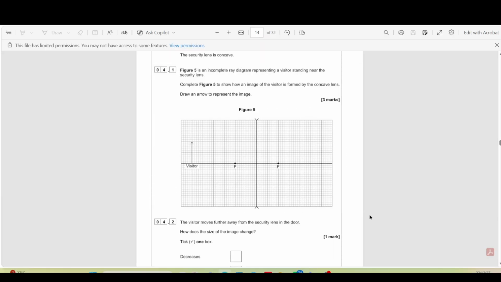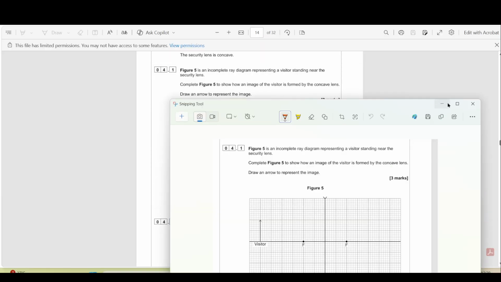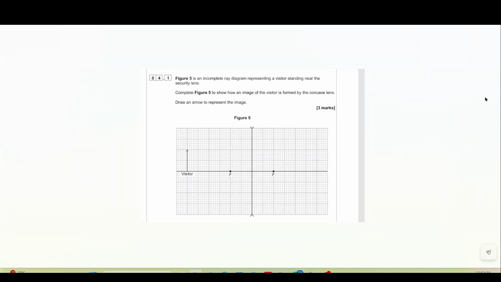So let me show you. Basically, this is the visitor. If the light goes straight from here parallel to this axis, this is the arrow, it will go in such a way that it should meet the focus in the backward direction. And the light which passes through this point, it will go, one second, let me just, yeah.